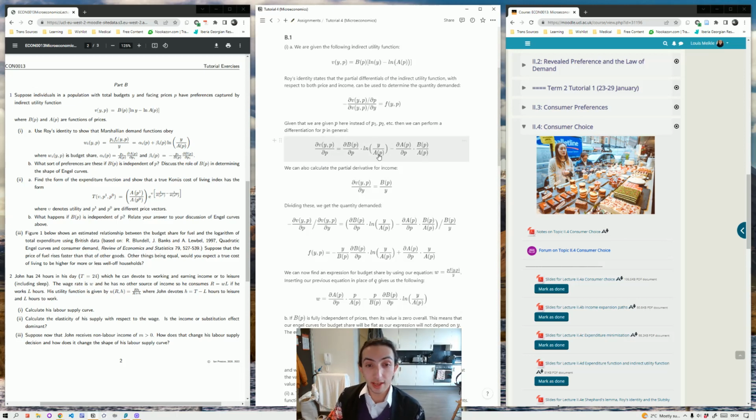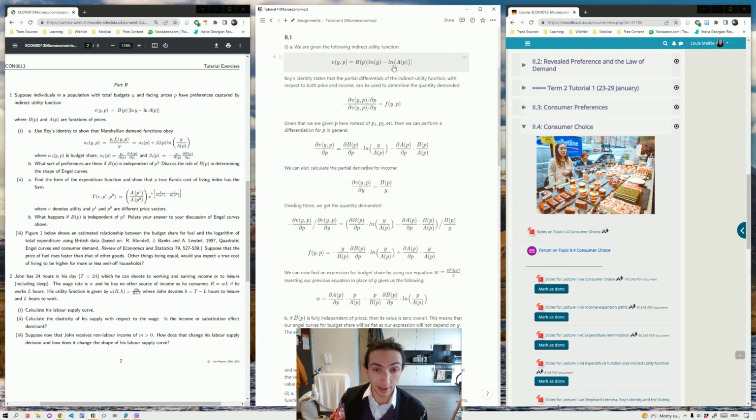You should get this, which is the partial derivative of B with respect to P times ln of Y over A(P), because, of course, you're going to combine these at some point. And then you're also doing it for the P in these functions as well. So you get that overall. You can use a derivative calculator if you're having some trouble with this, but this is at least what I got. Then we also get the partial derivative for income.